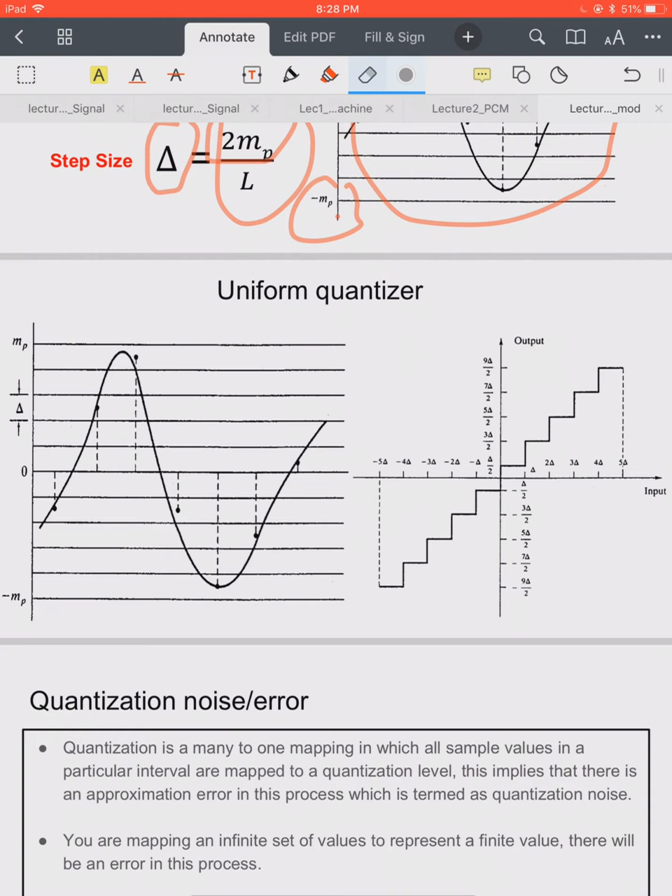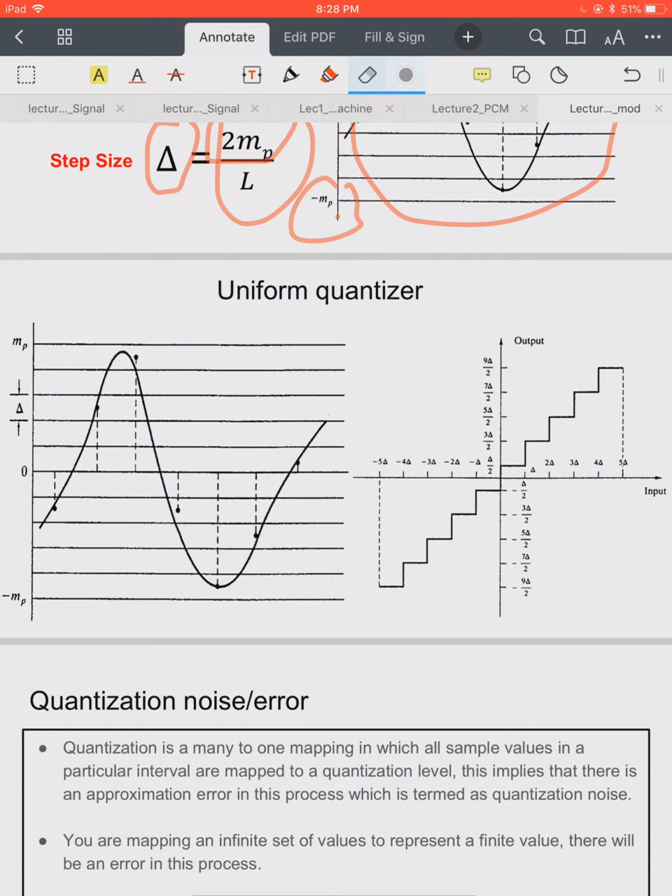So this way the quantization is happening. The quantizer is also discretizing the sample value. So this is the amplitude discretizing method. You can view this as an approximation technique.